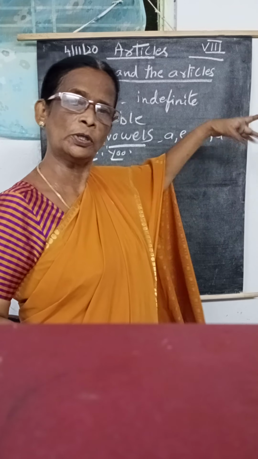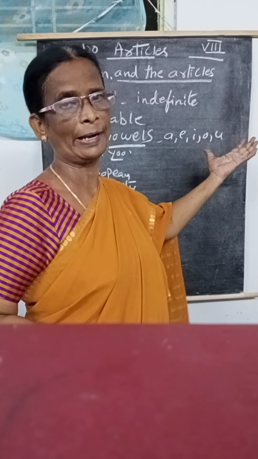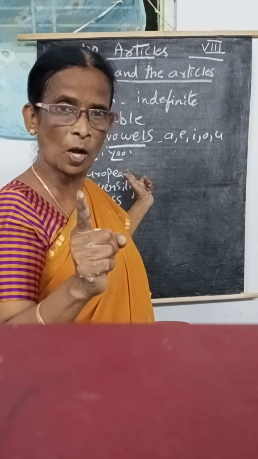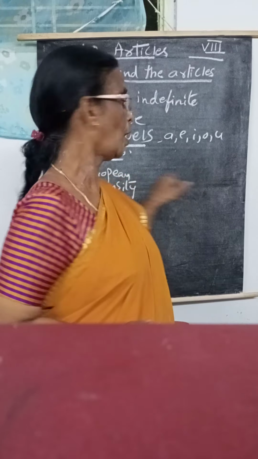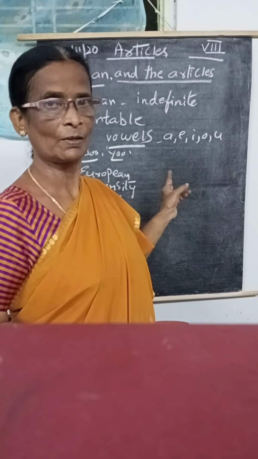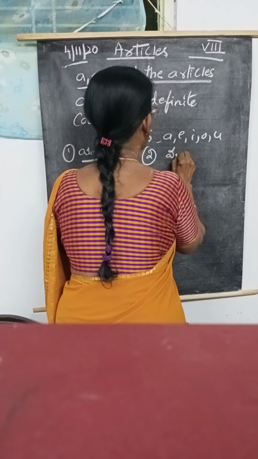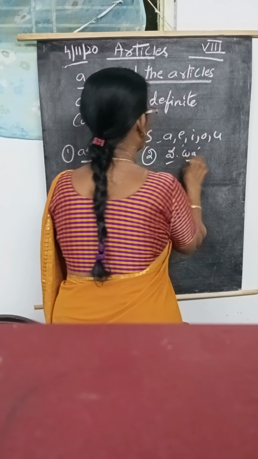A, E, I, O, U are the vowels. Before the vowels, you are writing an. Whereas I gave the U sound. Where you got the U sound, instead of an, you have to write a. Okay. And the second one is the wa sound.